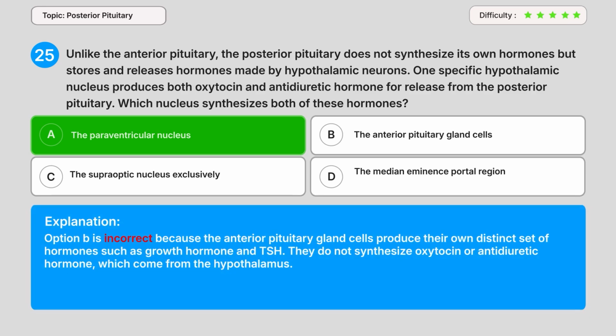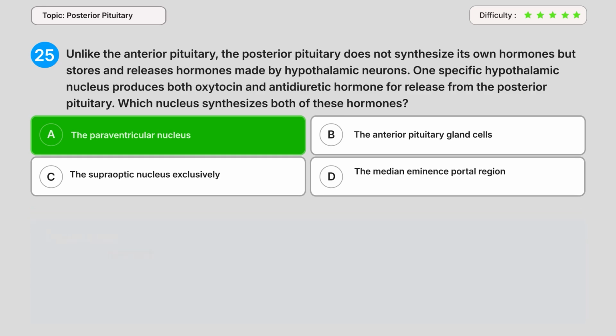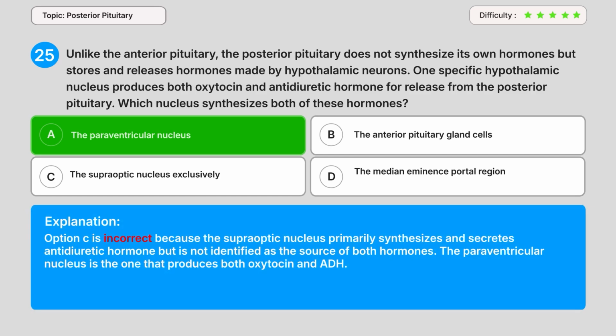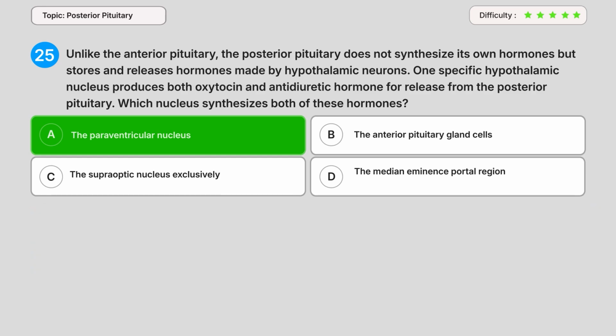Option B is incorrect because the anterior pituitary gland cells produce their own distinct set of hormones such as growth hormone and TSH. They do not synthesize oxytocin or antidiuretic hormone, which come from the hypothalamus. Option C is incorrect because the supraoptic nucleus primarily synthesizes and secretes antidiuretic hormone, but is not identified as the source of both hormones. The paraventricular nucleus is the one that produces both oxytocin and antidiuretic hormone.